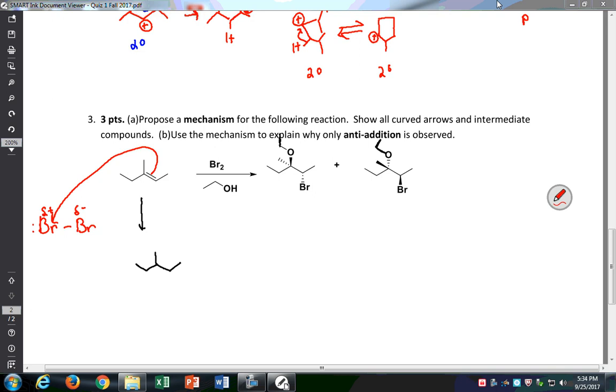That, of course, is going to push off our good leaving group and leave a carbocation. But this has a more stable resonance structure than a carbocation, and that is the bromine pushing its electron density over.